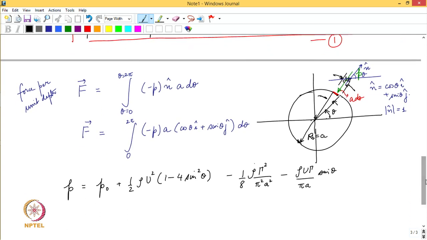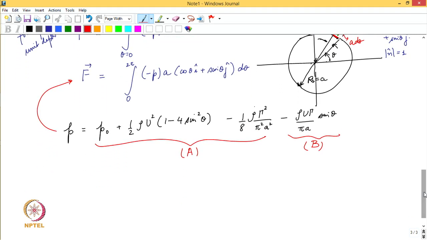Okay, let me break this pressure distribution into two parts. Let me say this is part A, and maybe this is B. So, we need to put this pressure into this expression and then evaluate the integral. Now, instead of doing the whole thing in one shot, I will do it in two parts. That is the reason I have written part A and part B here.